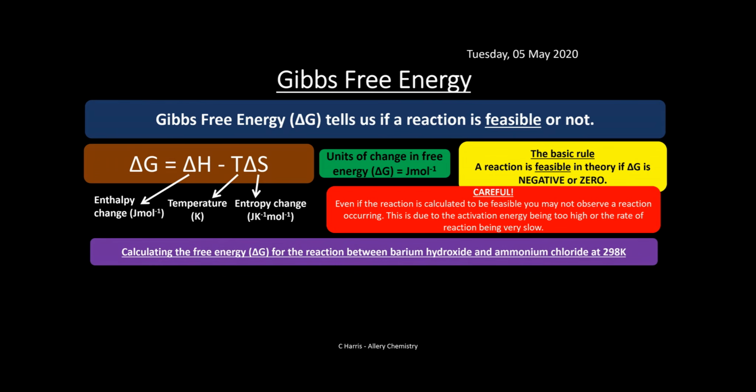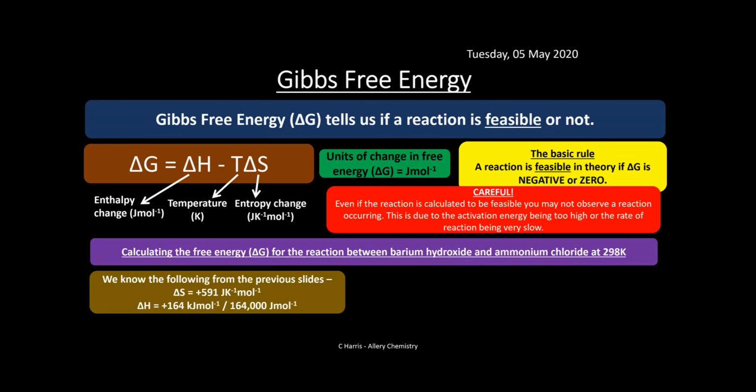Okay, so calculate the free energy, or delta G, for the reaction between barium hydroxide and ammonium chloride at 298 Kelvin. So it's that same reaction again. We know the following from the previous slide: delta S is plus 591 joules per Kelvin per mole, because we worked that out from the previous equation. And the enthalpy change is 164 kilojoules per mole. But remember, what we should do is convert that into joules per mole by multiplying it by 1,000, because that keeps everything in the same units.